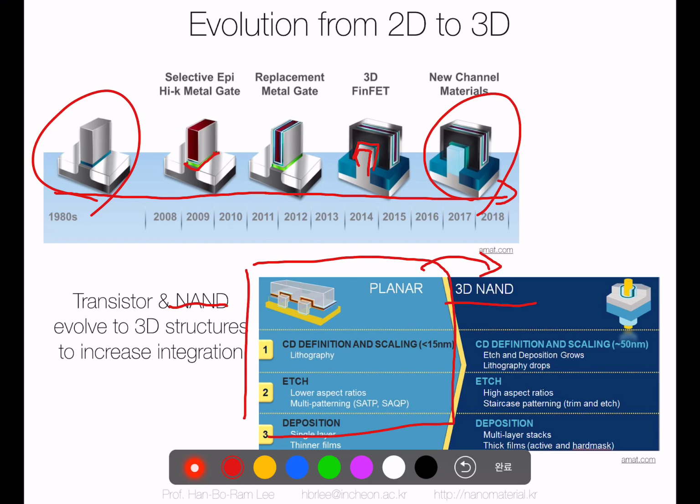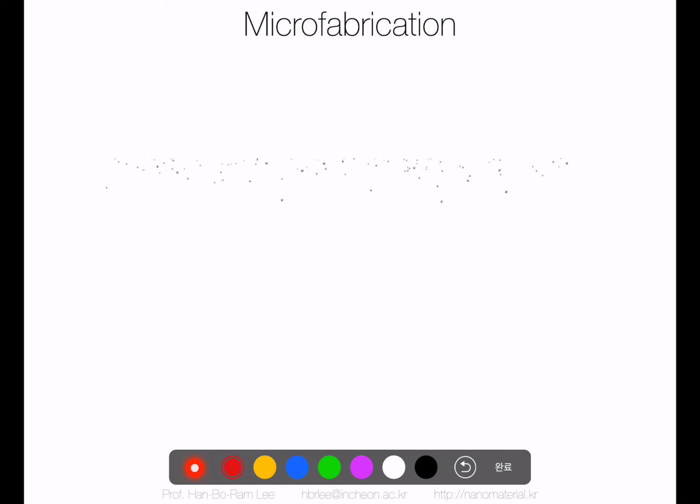So basically, to meet the customer needs, we have to increase the number of transistors in the limited area. For that, we have to decrease the size of the transistor, and to meet the performance of the transistor, we have to change the structure from two-dimensional to three-dimensional. Very simple logic. So how can we make very small things?